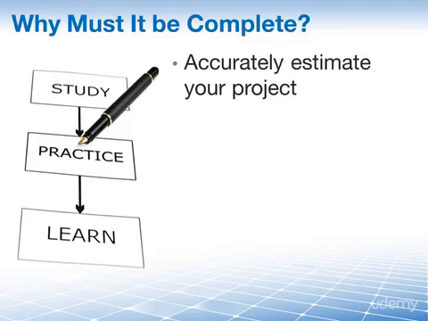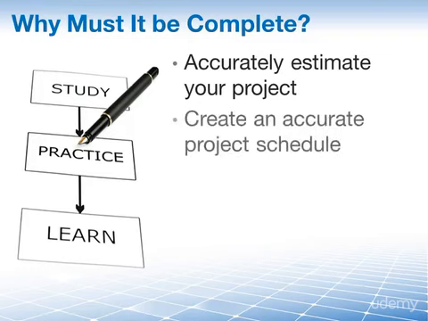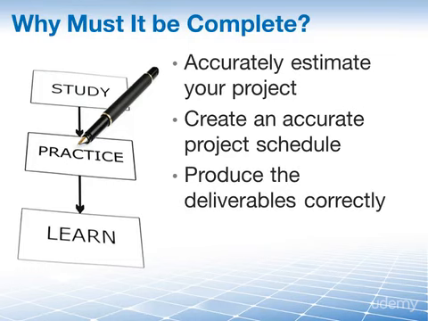If we aren't able to accurately estimate our project, well, we can't create an accurate project schedule. It might take 3.5 months. It might take 4 months. How do we know our activity list wasn't complete? Well, we will not be able to produce the deliverables correctly.